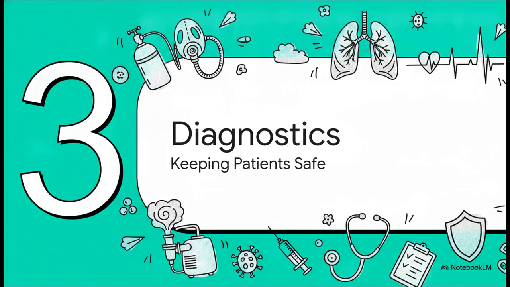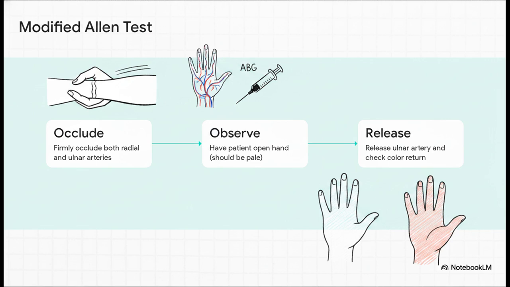Moving right along to Section 3, need to know diagnostics, keeping our patients safe during testing. The NCLEX doesn't just test you on how to do a procedure, it aggressively tests patient safety beforehand. Enter the modified Allen test. This is an absolute must-know before anyone draws an arterial blood gas, or ABG. Step 1, you firmly occlude both the radial and ulnar arteries while the patient makes a tight fist. Step 2, you have them open their hand, which should look pretty pale at this point. Step 3, release the pressure on the ulnar artery only. If their collateral circulation is good to go, a healthy pink color quickly returns.